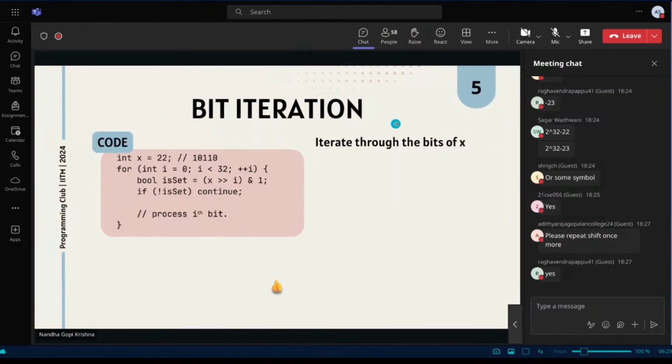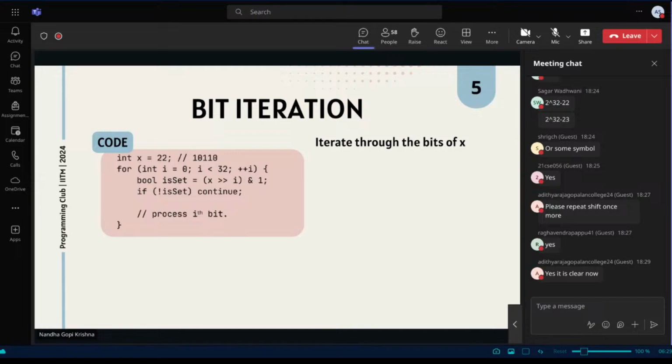Okay. Now, one of the common tasks that you might encounter during competitive programming is to iterate through the bits of a particular number and check if that particular bit is set. As you know, usually in C++, int is internally represented as a 32-bit number. So to go through all the bits, we simply go from 0 to 32. And you have already encountered the right shift operator, and you have also encountered the AND operator.